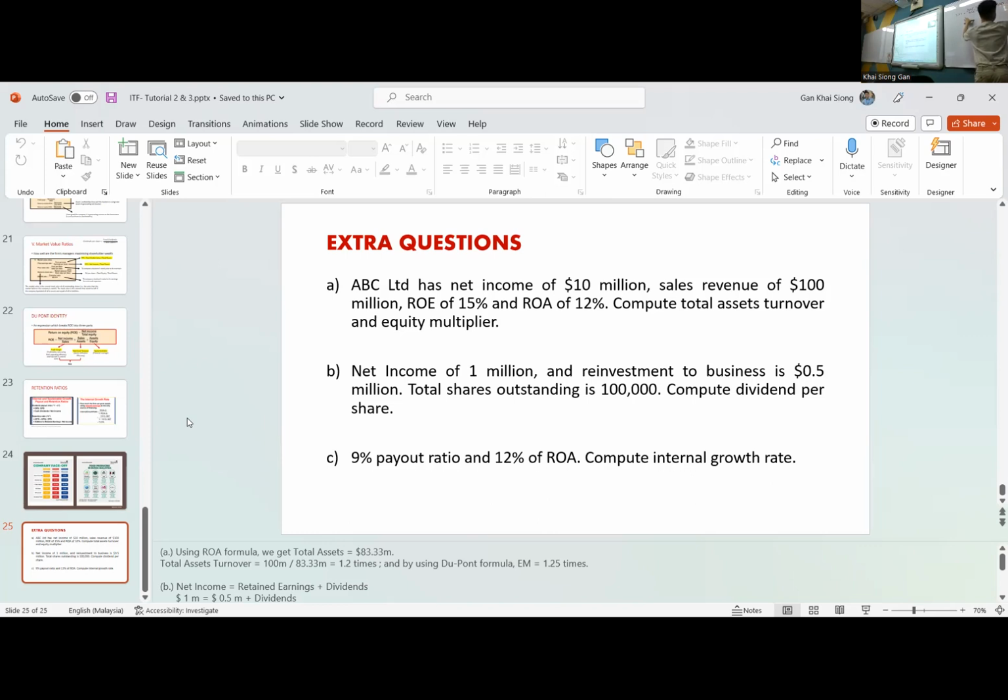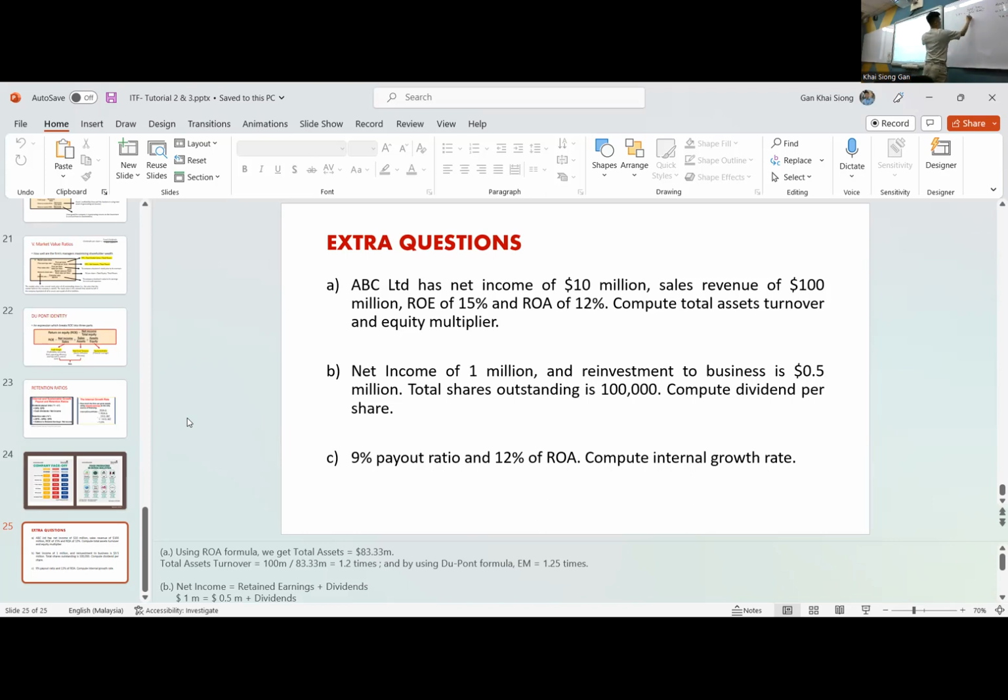Okay? Net income divided by total assets. Wait, make sure you get the answers though. ROA is 12%. Net income 10 million. Okay, and we can calculate total assets here. So how much are total assets? 1.2. 1.2 million. Okay, so then we can put it here already.